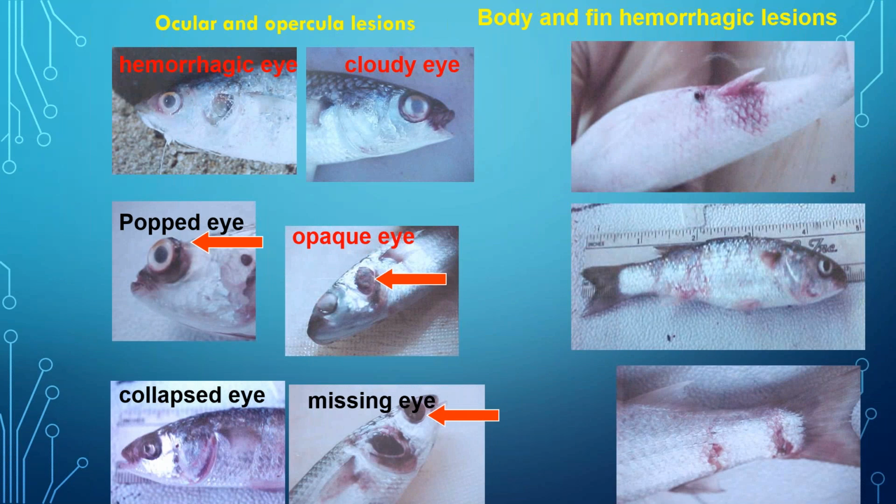These are a few pictorial guides which I have put here so that the listeners or the farmers are benefited in identifying the changes or signs during their own culture or farms. These are the hemorrhagic eyes, cloudy eyes, popped out eyes, opaque eyes, collapsed eyes, missing eye. These are the ocular or opercular lesions. Followed by the body and fin lesions: hemorrhages in the anal fin portion, throughout the body, and in the tail fin portion. These are the chief lesions, the disease signs which help in proper diagnosis of the disease.